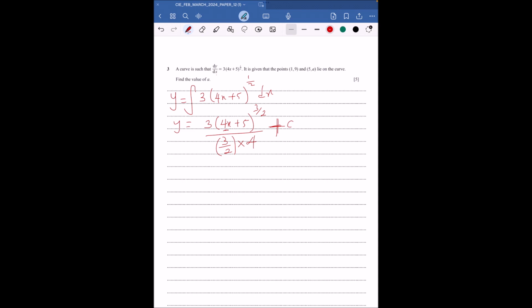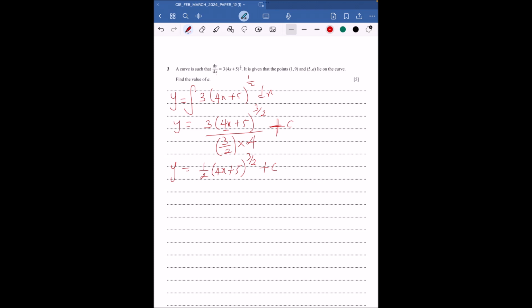So what do we do from here? So y, let's just simplify. We can simplify: 12 divided by 2 is 6, so 1/2, then (4x + 5) to the power of 3/2 plus c. Okay, let's just check. 12 divided by 2, 6.